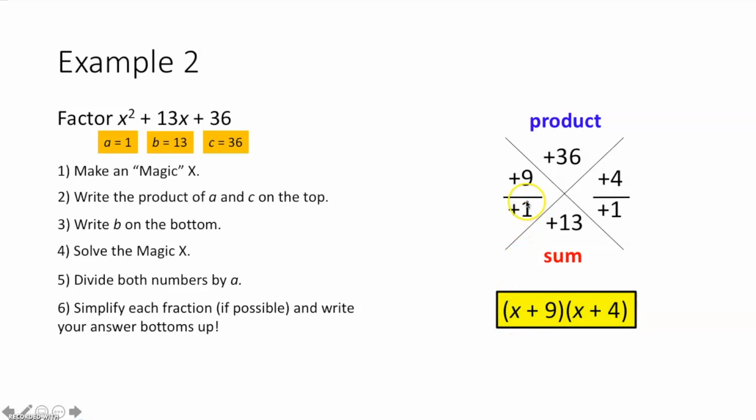So technically, this is x plus 9 times 1x plus 4, or x plus 4. That's how you factor using a magic x.